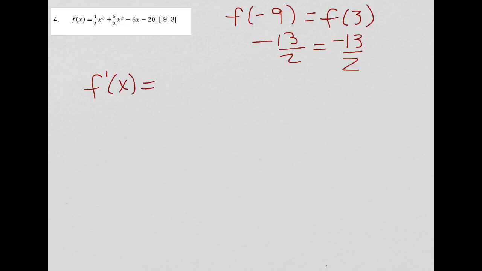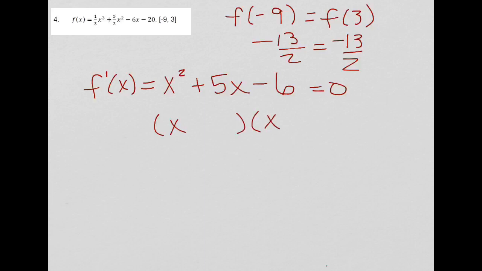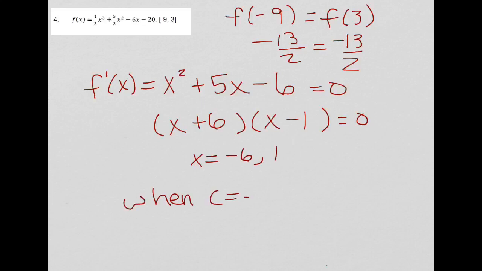So the 3 is going to cancel, so we get x squared. The 2 is going to cancel, so we get 5x and negative 6. So we'll see, when does this equal 0? We can factor this. So plus 6 minus 1, I believe that should work. So negative 6, positive 1. So it's equal to 0 when c equals negative 6 or positive 1. That one's pretty straightforward.